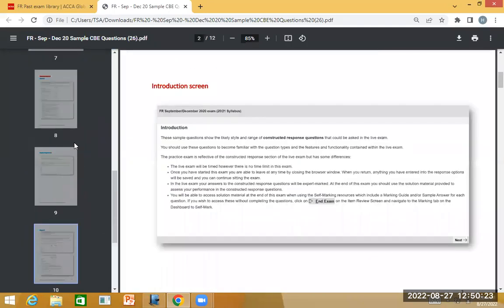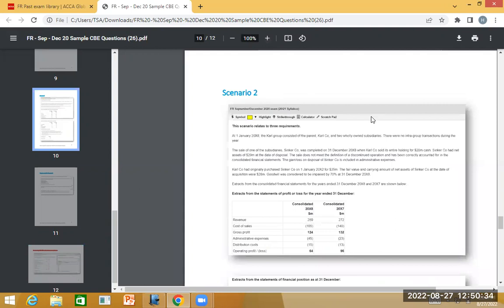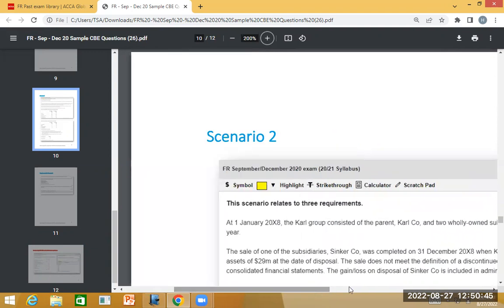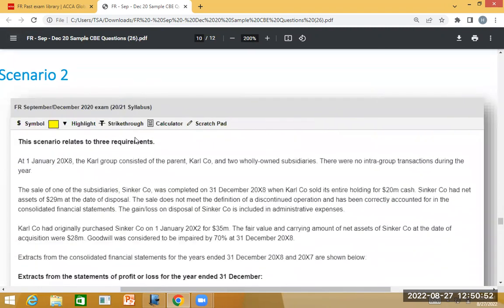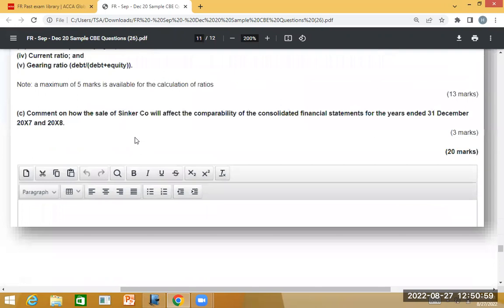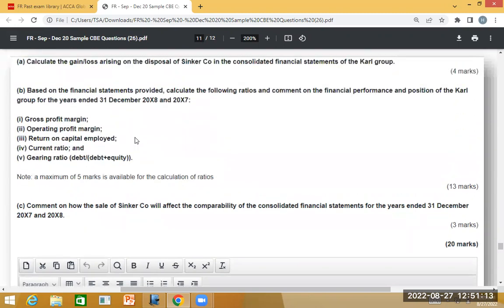So now let's start working on one of the past paper questions, with the name Carl Group. Assuming that we all are in the examination hall and we are going to solve the question, first of all, you should read the requirement.